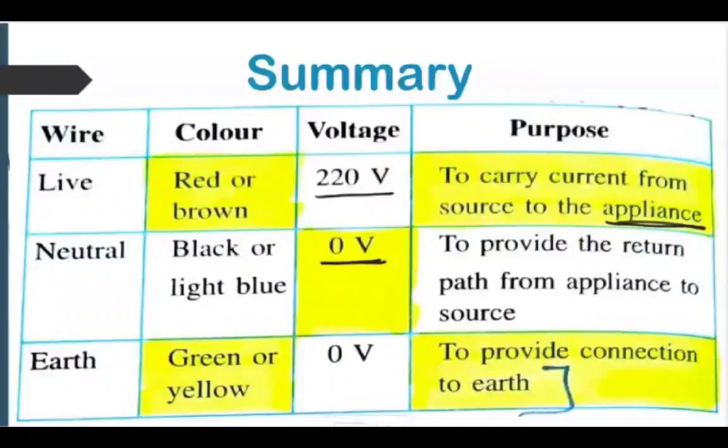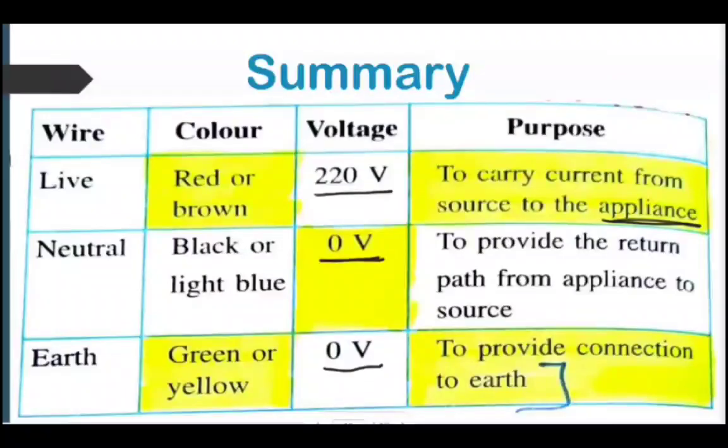And the third one is the earth wire, or the ground wire. It is either green or yellow. The voltage it carries is again 0. And it is used to provide connection to the earth. All right, children, this much is clear.